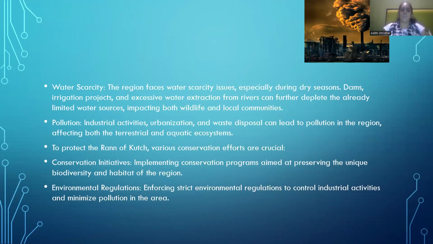Pollution. Industrial activities, urbanization, and waste disposal can lead to pollution in the region, affecting both the terrestrial and aquatic ecosystems. To protect the Rann of Kutch, various conservation efforts are crucial.